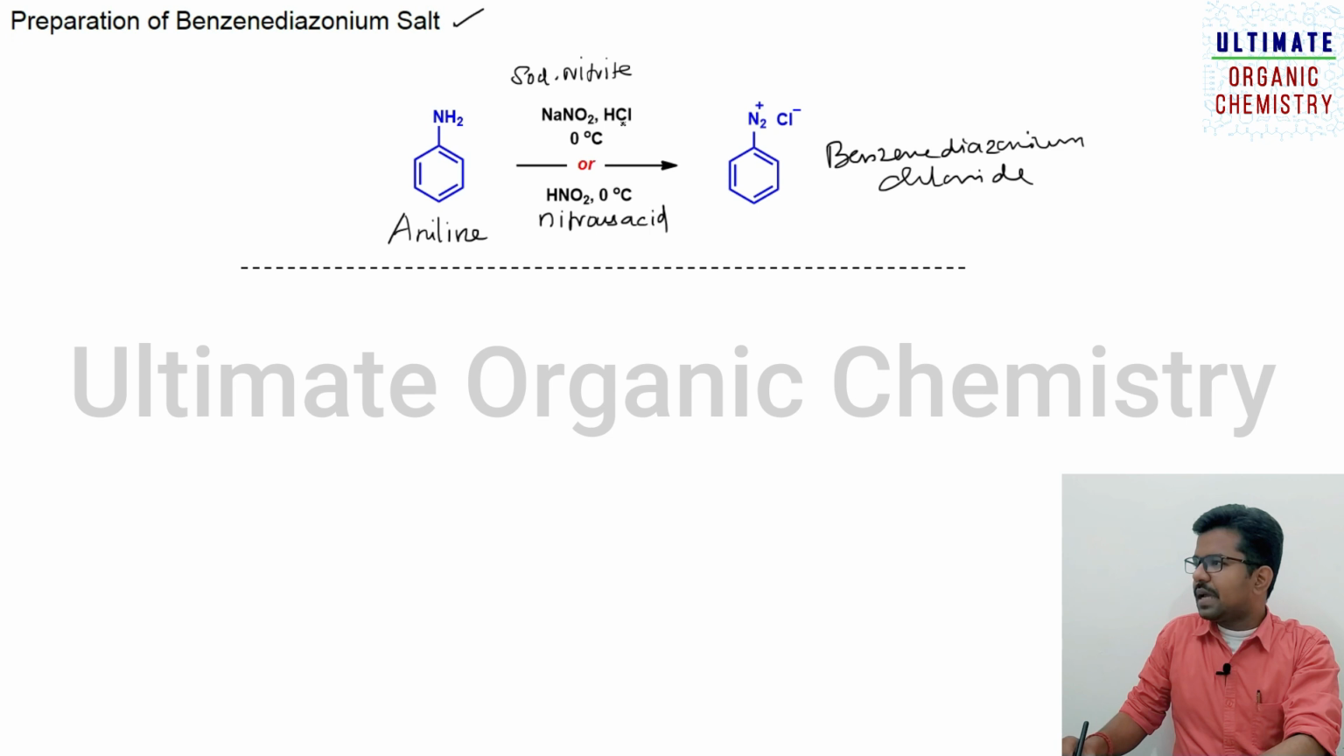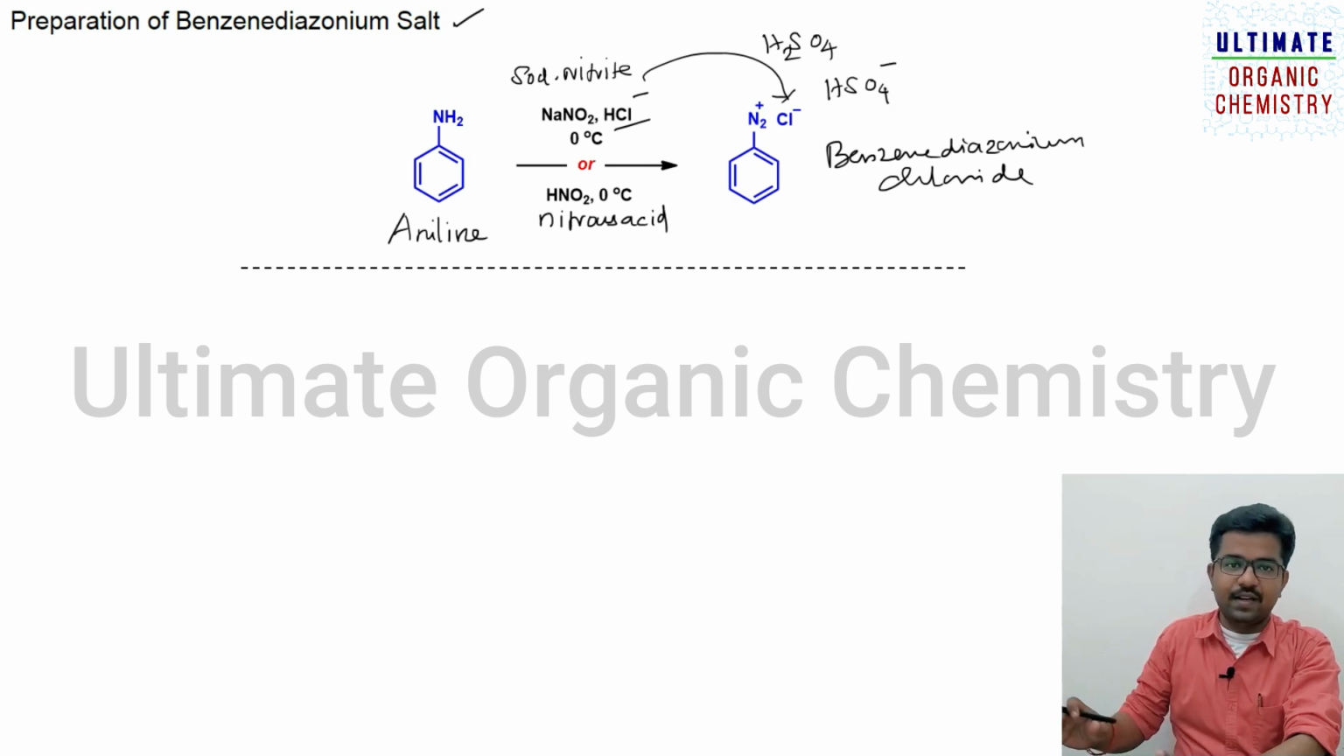You have taken HCl as the acid, so the counter anion, Cl minus, has come here. Suppose you take H2SO4 as the acid, the counter anion HSO4 minus will be given here. Okay, so this is the difference. I have generally written benzene diazonium salt, but here the exact name is benzene diazonium chloride.